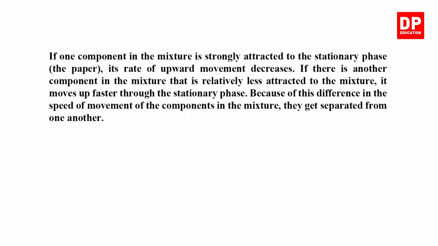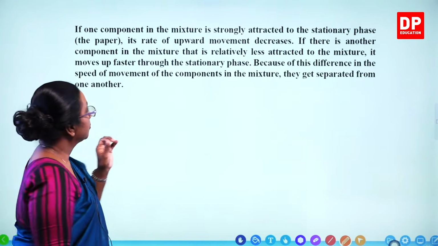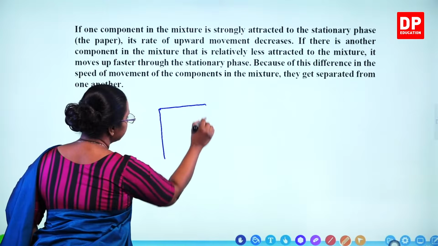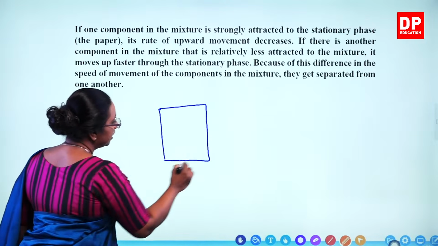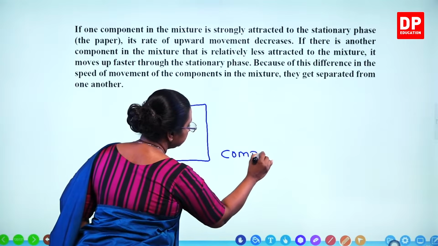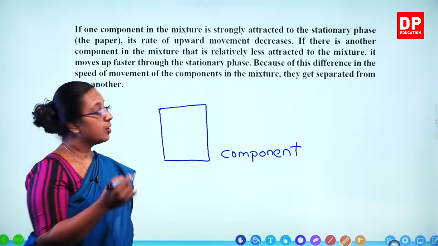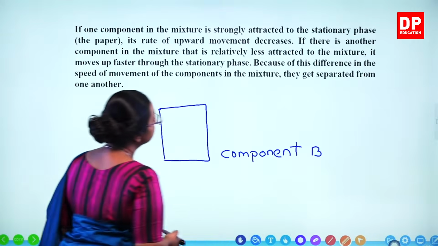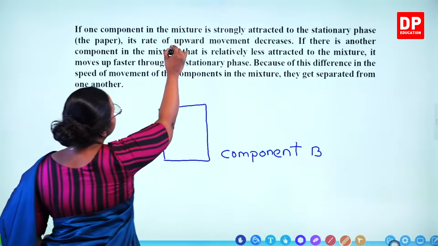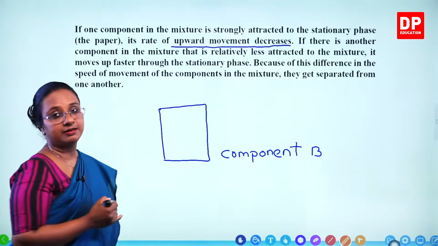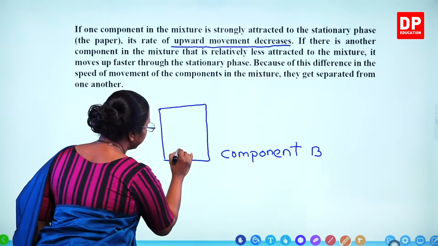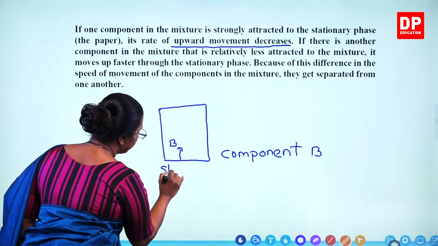If one component in the mixture is strongly attracted to the stationary phase, that is the paper, its rate of upward movement decreases. So, here we have the stationary phase. As I told you all before, component A prefers the mobile phase, whereas component B prefers the stationary phase. So, here the upward movement will decrease. It will move slowly. B moves slowly.